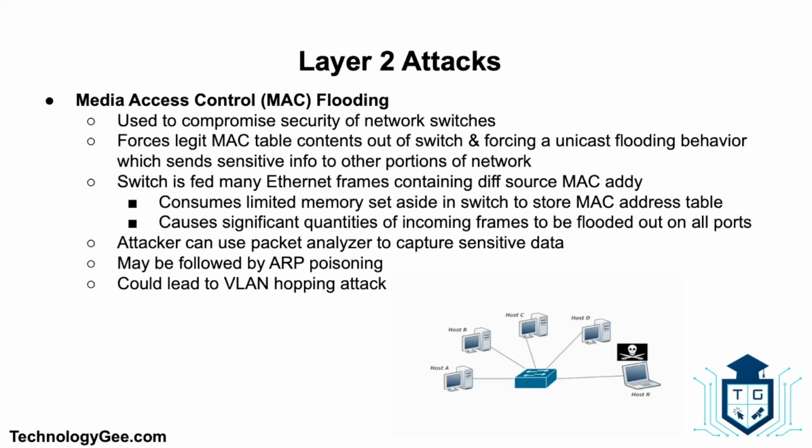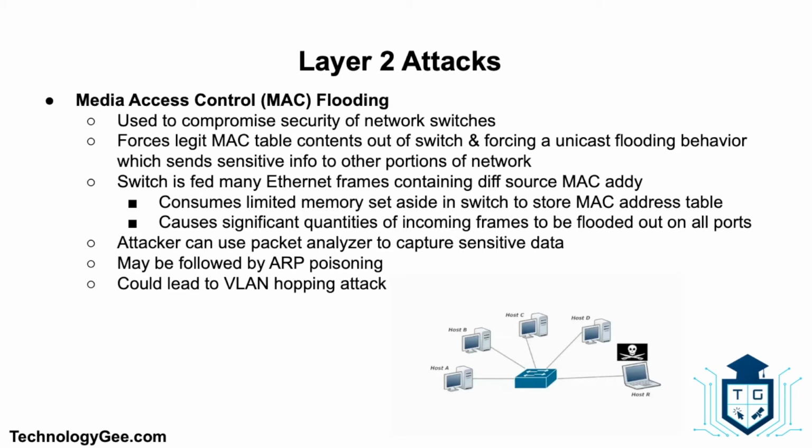In a typical MAC flooding attack, a switch is fed many Ethernet frames, each containing different source MAC addresses by the attacker. The intention is to consume the limited memory set aside in the switch to store the MAC address table. The effect of this attack may vary across implementations. However, the desired effect is to force legitimate MAC addresses out of the MAC address table, causing significant quantities of incoming frames to be flooded out on all ports. It is from this flooding behavior that the MAC flooding attack gets its name.